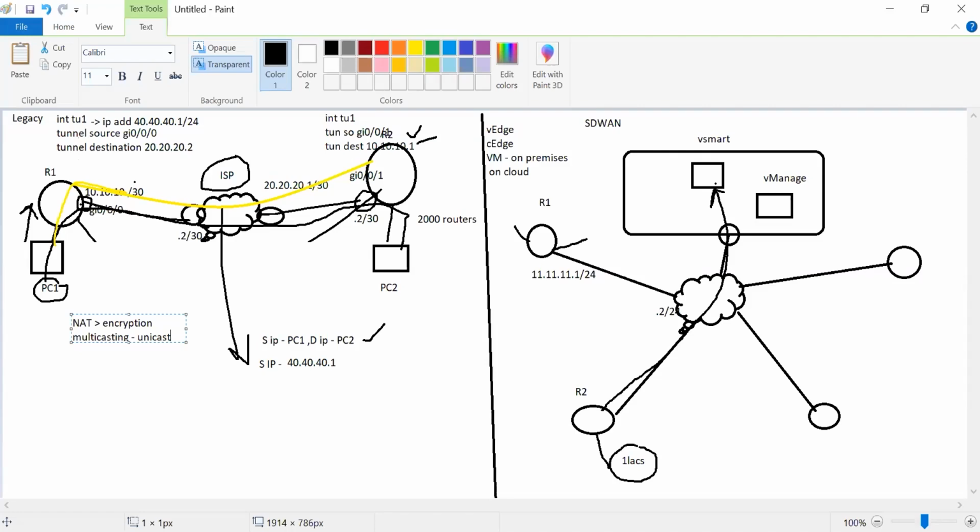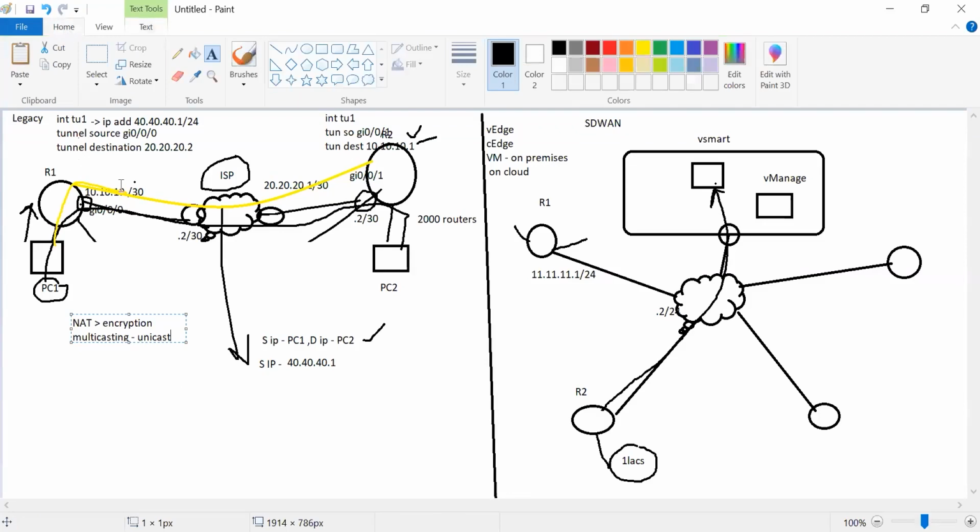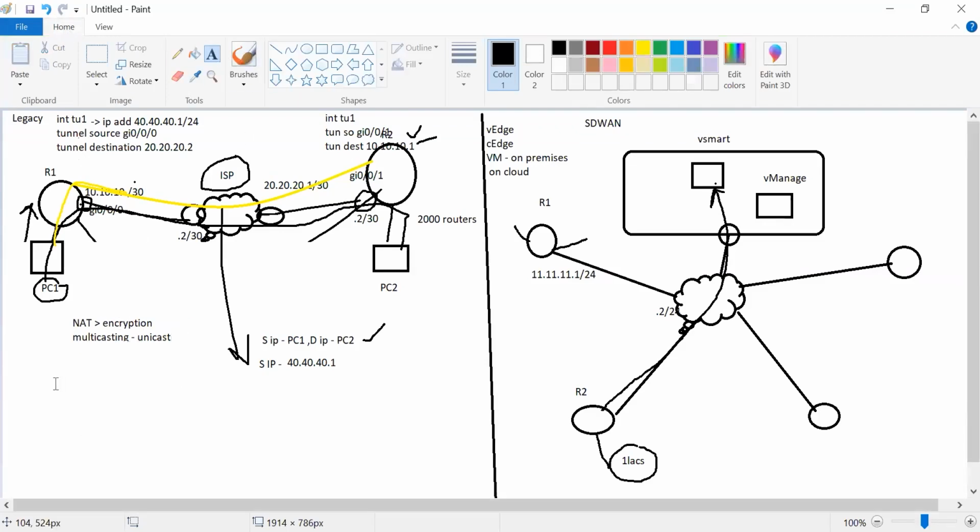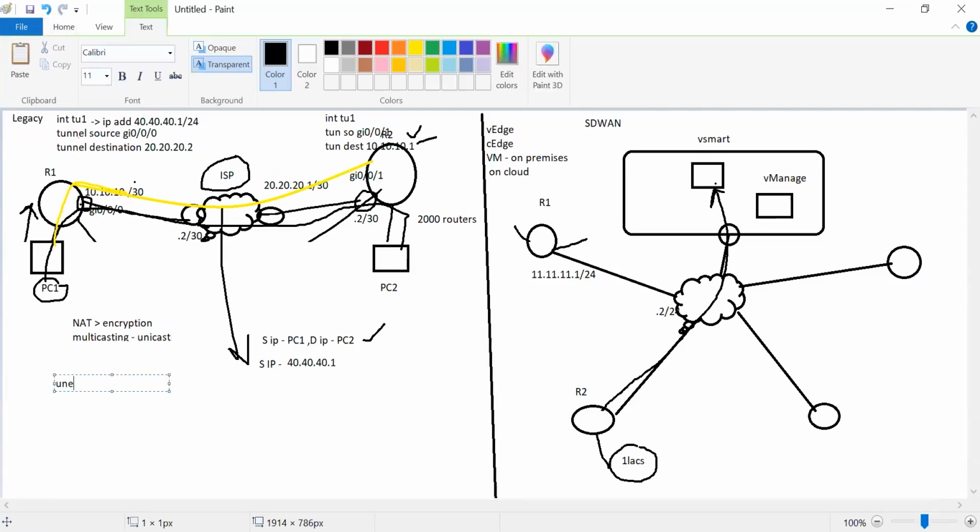Tunneling is mainly required when you are connecting two LANs at distant locations. If you're not using DMVPN or anything else, then IPsec over GRE or GRE over IPsec works. The context here is simply to understand the difference between underlay and overlay. Both GRE and IPsec are overlay, and your simple routing or connectivity is underlay.